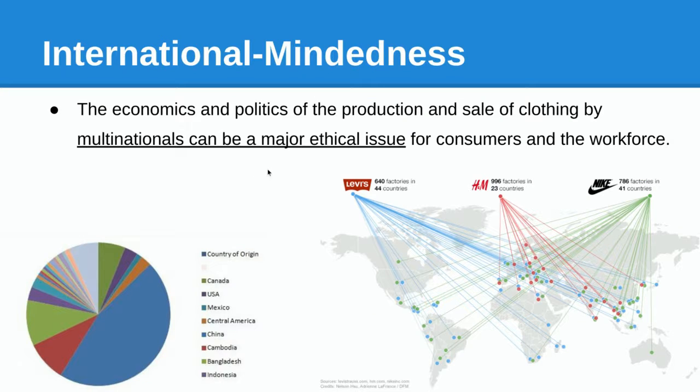International mindedness, the economics and politics of production and scale. And gosh, I'm struggling on this one. Production and sale of clothing by multinationals can be a major ethical issue for consumers and the workforce. What they're saying is a lot of us really like these products that we can find in the textile industry. But the people that are making them are getting paid a fraction of what we're paying for it. So a lot of these textiles are produced in poorer countries where the employees are getting paid very low wages, and then they're getting transported to more affluent countries where the people have money to pay for it.